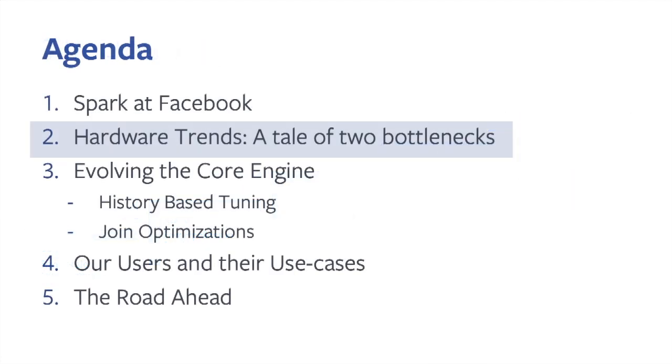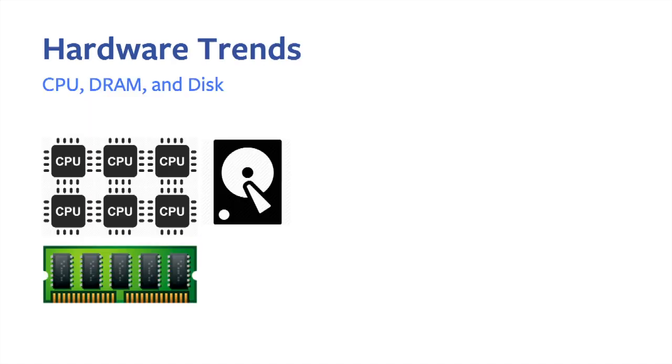OK, so now let's motivate the rest of my talk by talking about certain hardware trends and how Facebook looks at optimizing Spark in this constraint space. When we talk about hardware, we are most interested in three aspects. We want to know how CPU is evolving, how RAM is evolving, and how our disks are evolving.